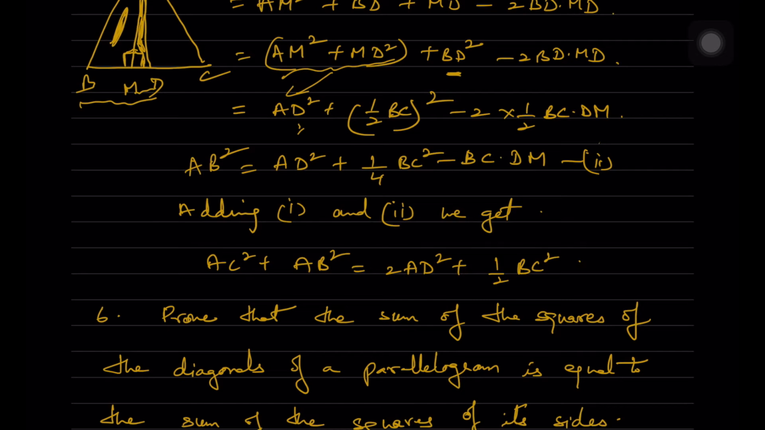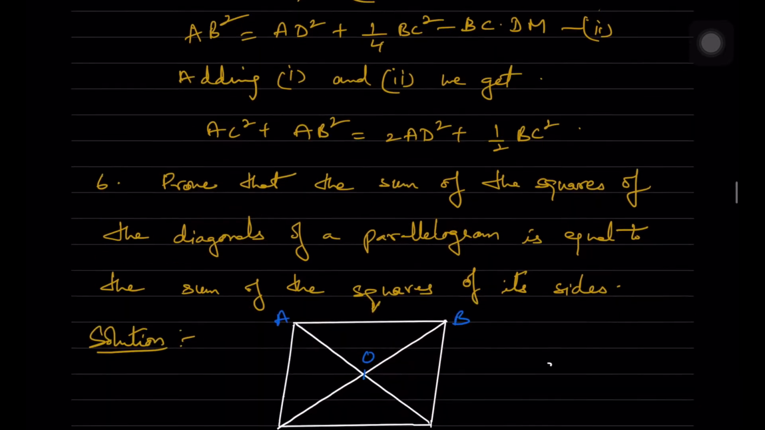Now what we are doing, the first and the second part, this is the proof for the third one. So adding 1 and 2 we get AC square plus AB square is equal to 2AD square plus half BC square. You get this part cancelled over there, BC into DM. So when you add both 1 by 4 BC square plus 1 by 4 BC square, you are getting 2 by 4 BC square, which is nothing but 1 by 2 BC square. Hence proved.